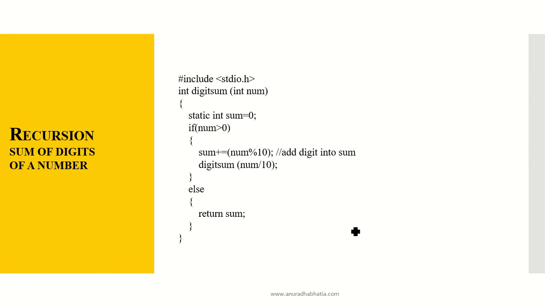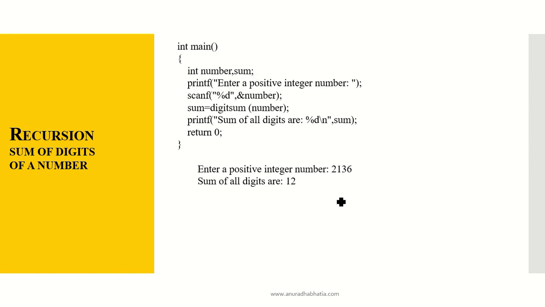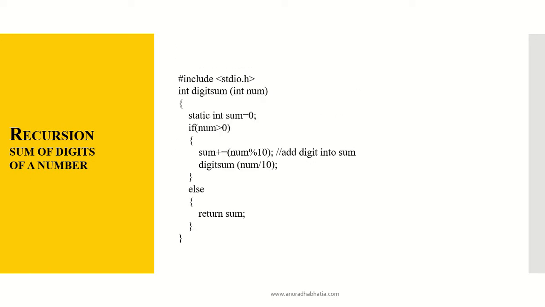Let's see the sum of digits of a number. That is, if I have given 2, 1, 3, 6, the sum is 6 plus 3, which is 9, 9 plus 1 is 10, and 10 plus 2 is 12. That is the sum of the digits. So we enter a positive integer number, which is 2136 that I've entered. We pass this number to a function, and let's see what happens.